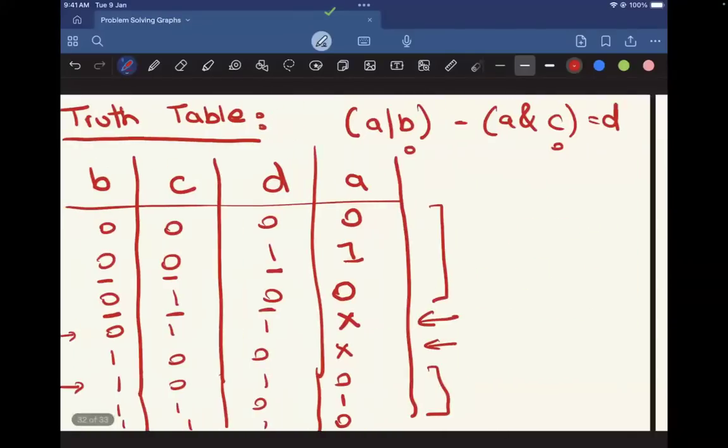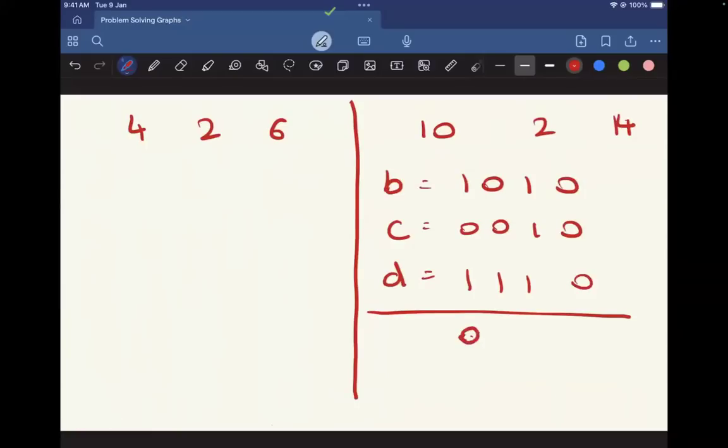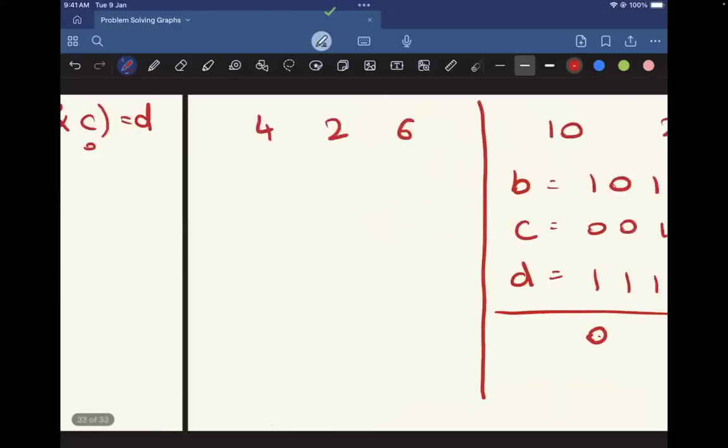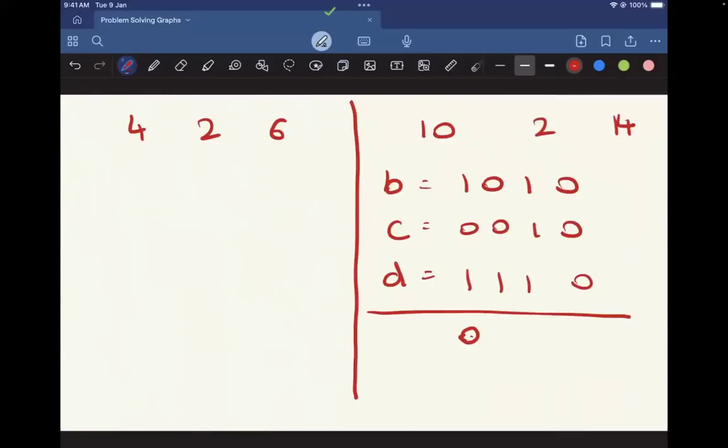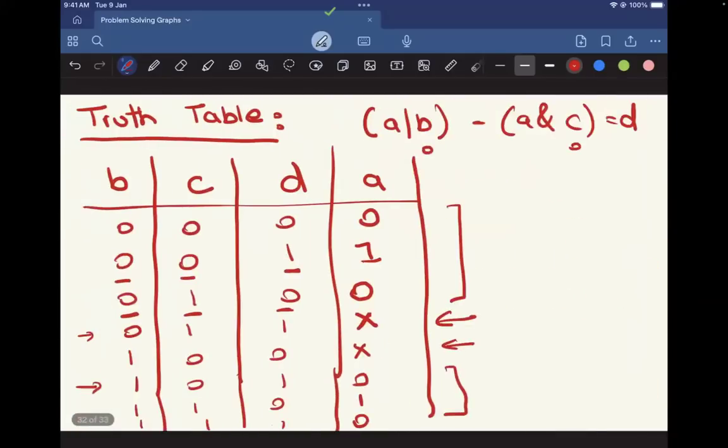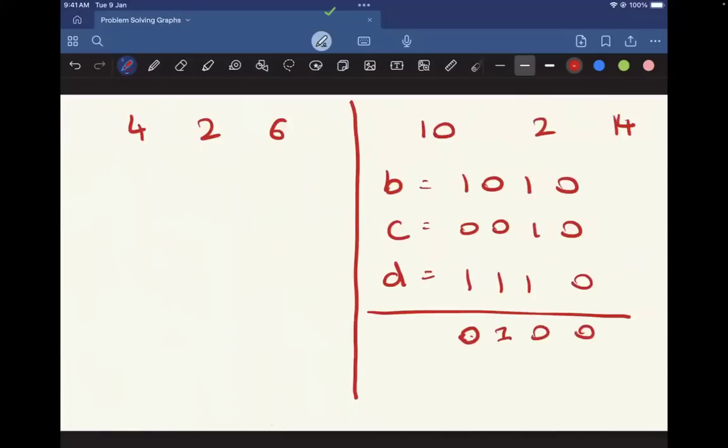So 1, 0, 1 is 0. All right. 0, 0, 1 is 1. 1, 1, 1 is also 0. And this also remains 0. So A is equal to 4 is a valid answer. Yes or no, guys? Tell me. So is A is equal to 12, but A is equal to 4 will satisfy this equation, correct? Tell me, guys, yes or no? Okay. Now, let's look at 4, 2, and 6.